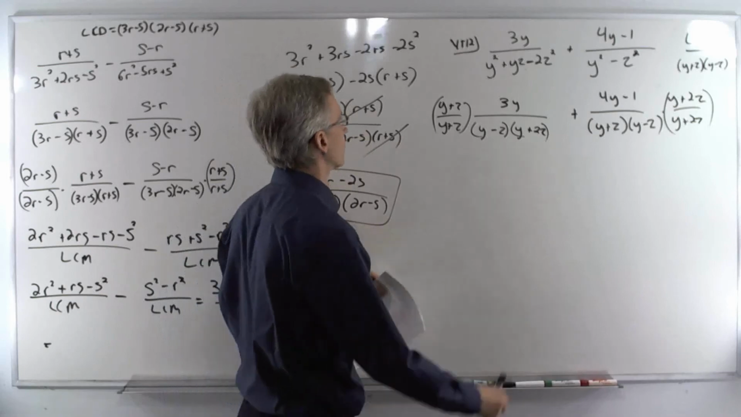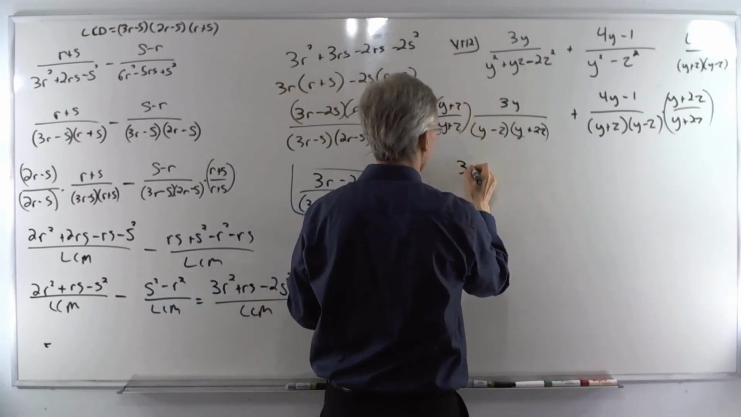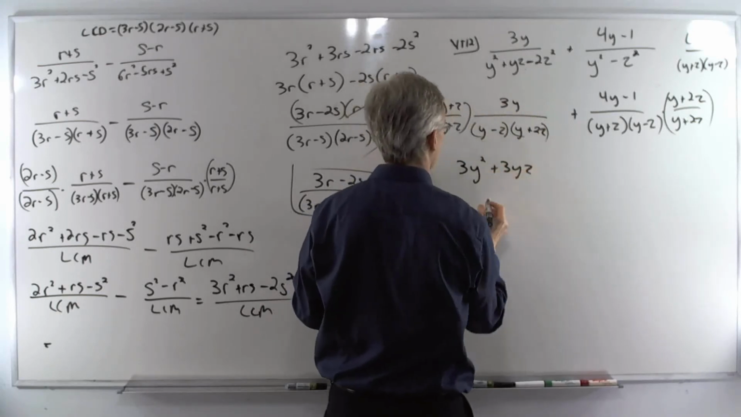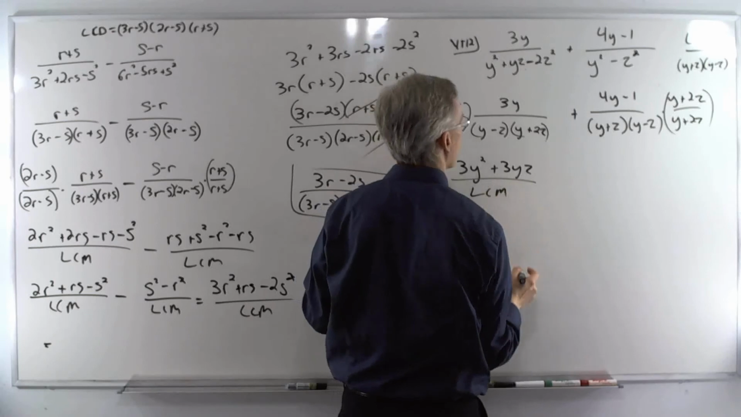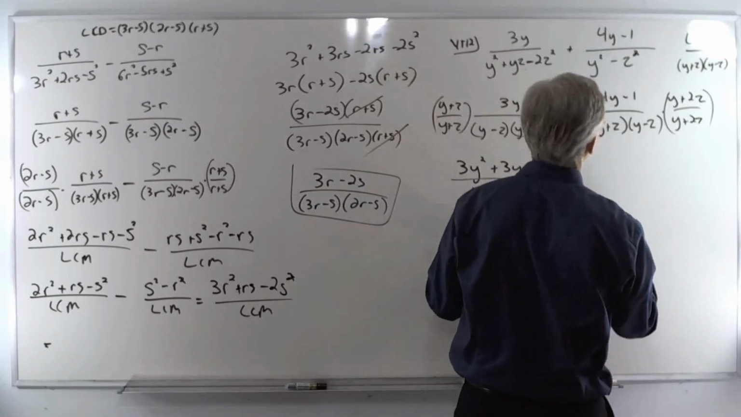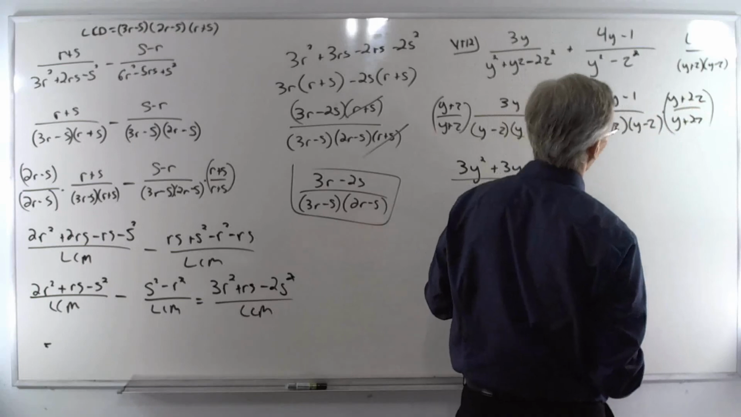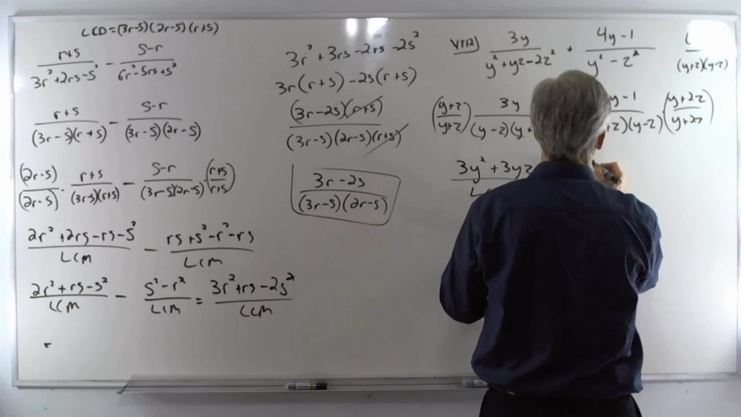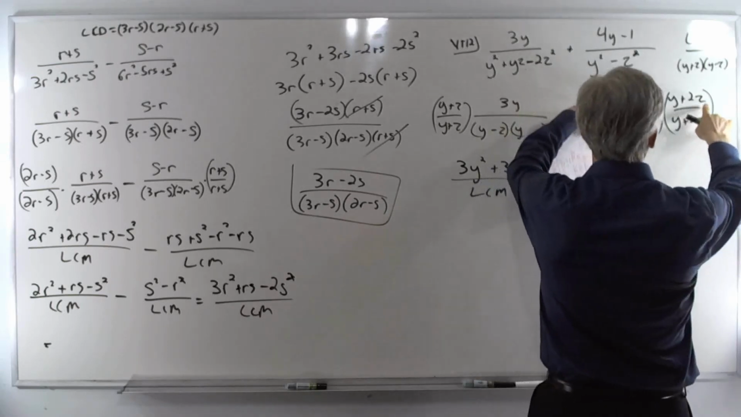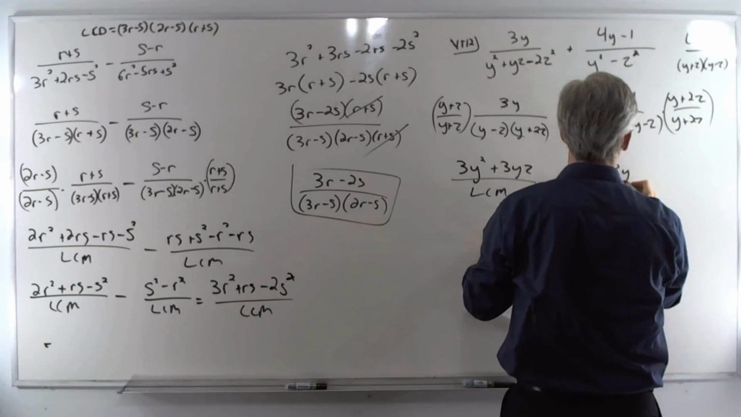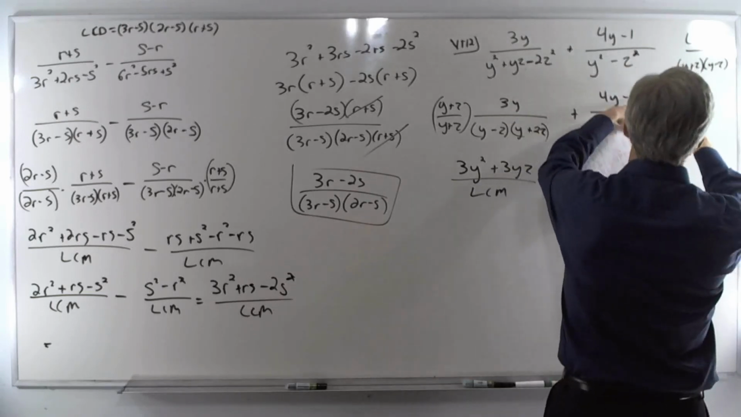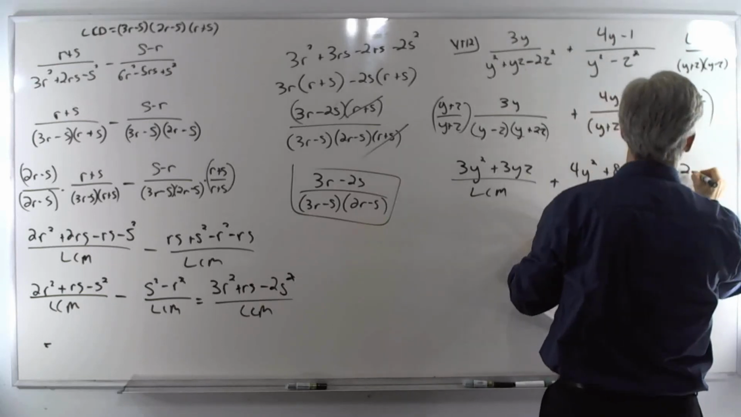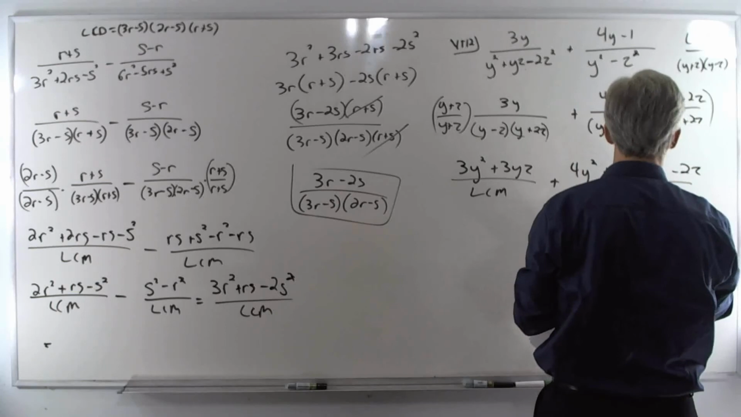Now we can distribute 3y times y, 3y squared. 3y times z is 3yz, all over our LCM. And on this side, we're going to FOIL the top, so 4y times y is 4y squared. All right, outsides, 4y times 2z, that's 8yz. Insides, negative 1 times y, that's minus y. And last, minus 2z, all over our LCM.